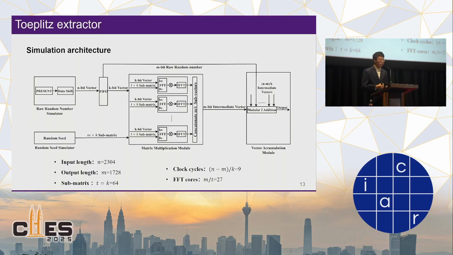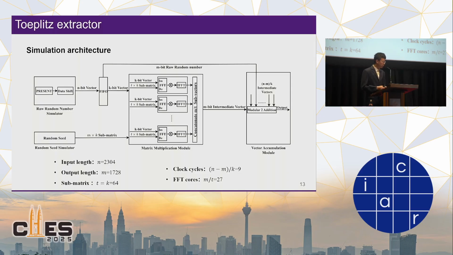We designed the simulation architecture for the Toeplitz matrix. The raw random number simulator simulates the entropy source. We convert the output of PRESENT by data transformation to non-perfect raw random numbers. And the random seed simulator stores the random seed and outputs the m by k submatrix at each cycle. We need to point out that the raw random number simulator and the random seed simulator are only utilized for simulation. In practical applications, they both come from the entropy source.